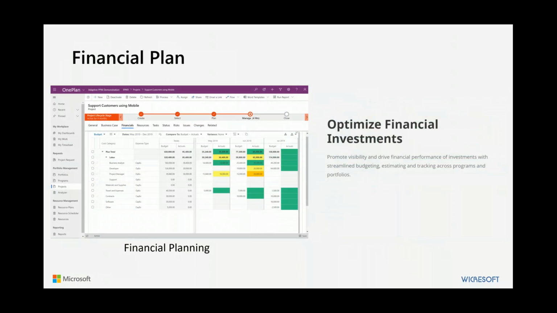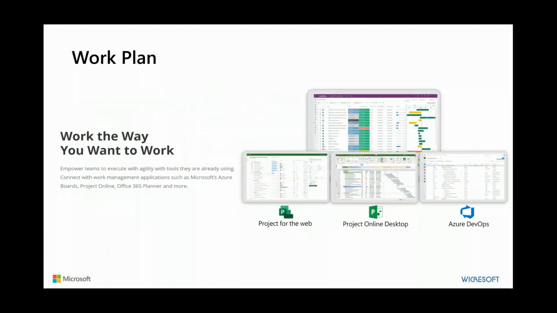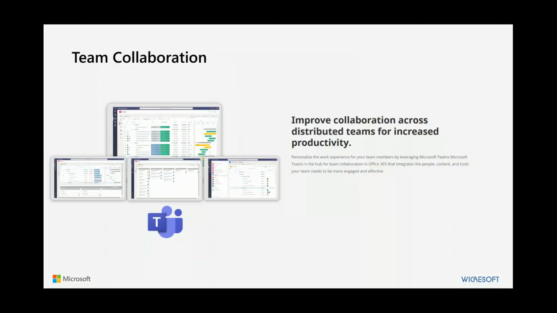And the financial planning, which we'll talk about, how we do detailed financial tracking on a time phase basis, whether it be labor, materials, supplies, travel, whatever types of categories you might want to use, and then put that in the context of portfolio reconciliation as well. And then the work planning, as we talked about, you can use the tools that make the most sense for you. Team collaboration, we can surface all this information.